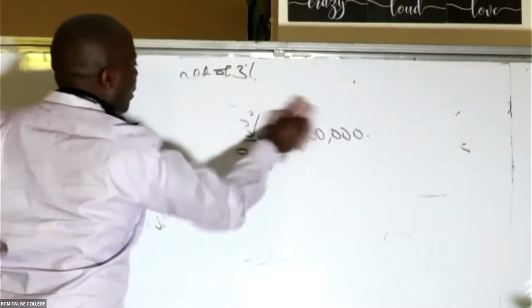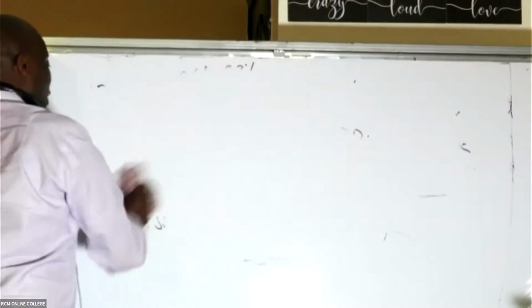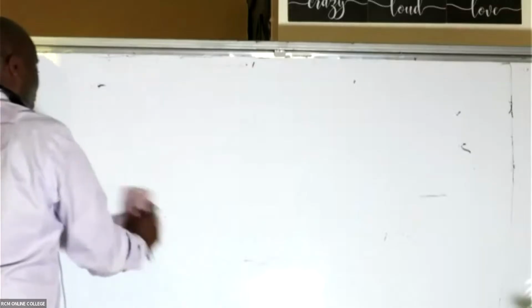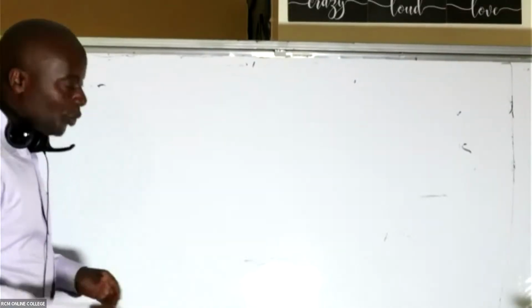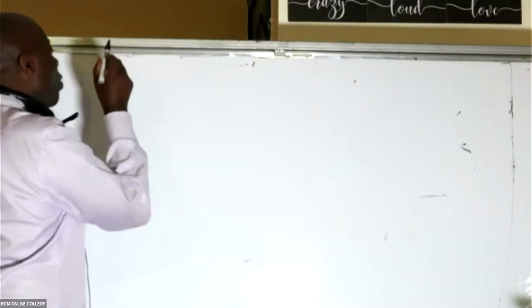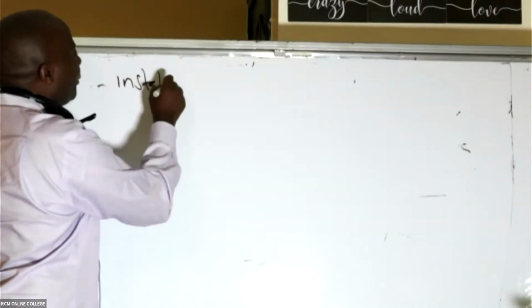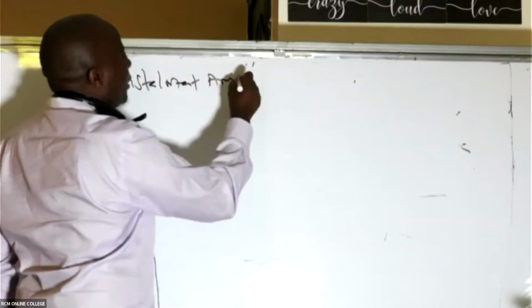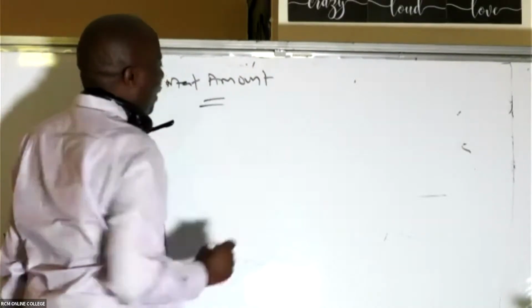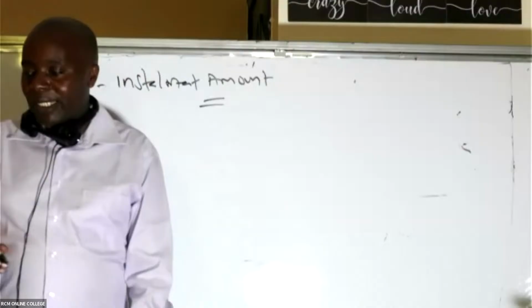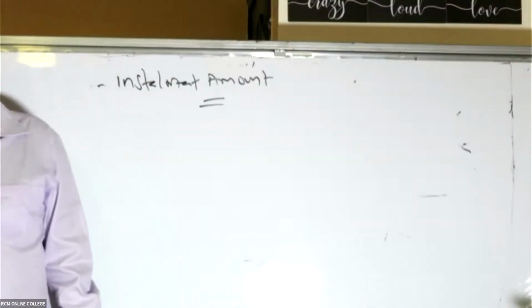So here they want us to give them a loan amortization schedule. How do we do this? To be able to do a loan amortization schedule, we need the installment amount. Is there anybody who is able to tell us how we get this installment amount? Is there someone who can remind us?